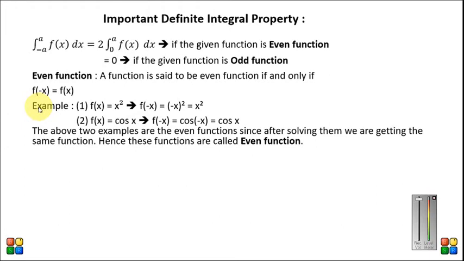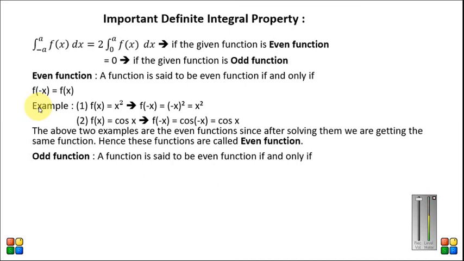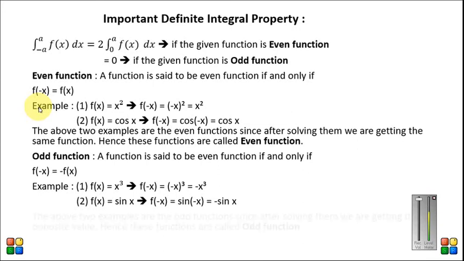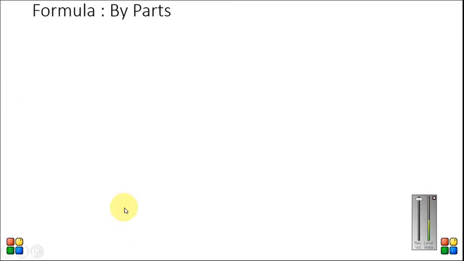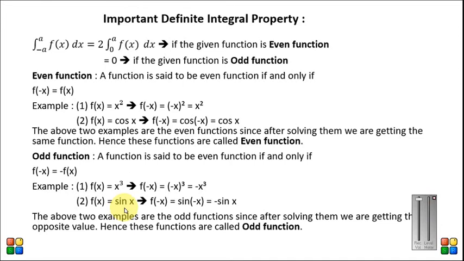Similarly, an odd function. A function is said to be an odd function if and only if f(-x) is equal to minus f(x). For example, f(x) equals x cube. Then f(-x) equals minus x cube. So we get the value minus x cube. This function is said to be an odd function because we get the opposite value. Likewise, we have the trigonometric function sin x, which is an odd function because we get the opposite value when solving.